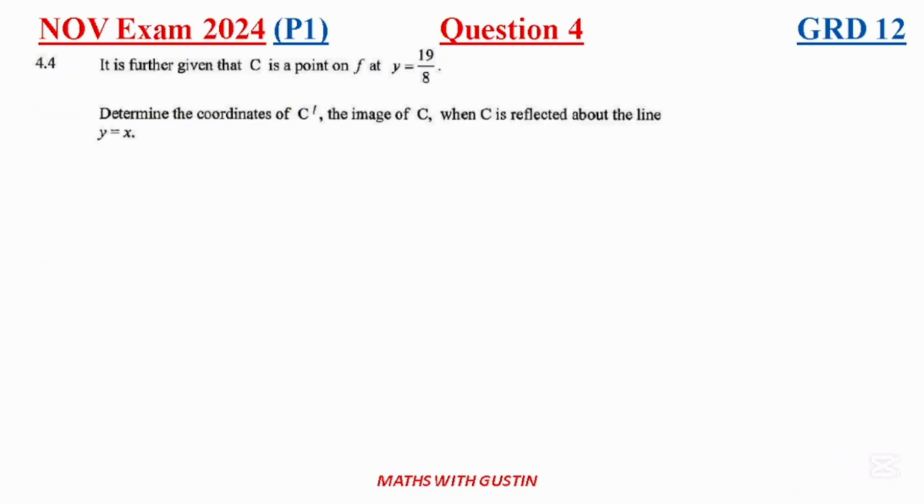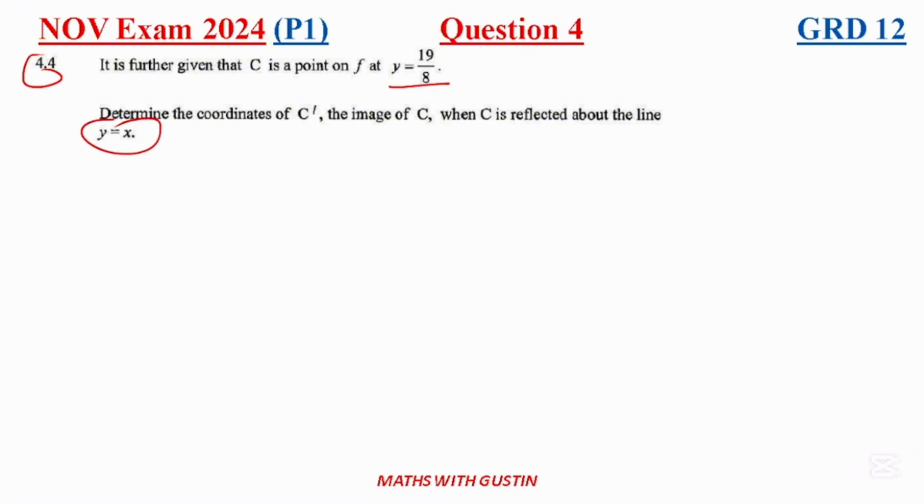Great stuff. Now here's 4.4. It says, if it is further given that C is a point on f where y is equal to 19 over 8, determine the coordinates of C', the image of C when it is reflected along the y-axis.